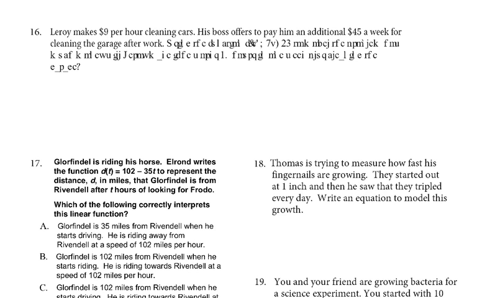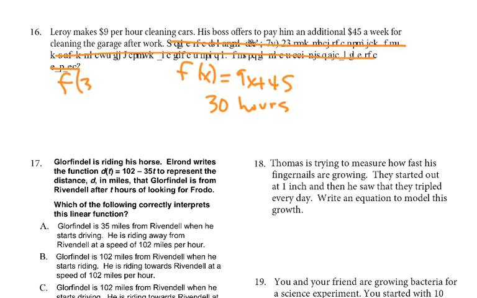Alright, something weird happened on number 16. That's odd. It should read like this. Let me pull up my copy of the function. So it should say, using the function f of x equals 9x plus 45, how much money will Leroy make if he works 30 hours? So basically we're just evaluating our function for 30.